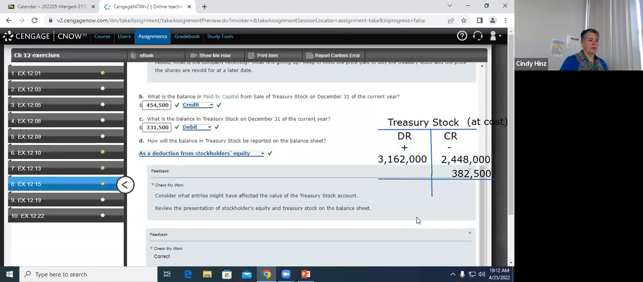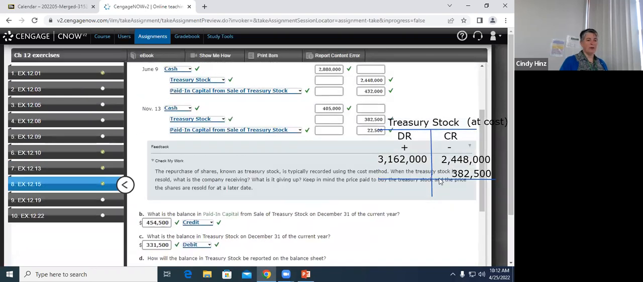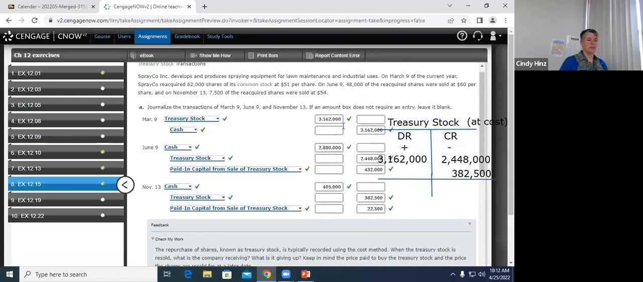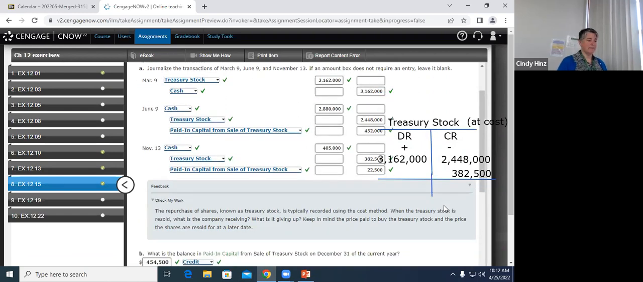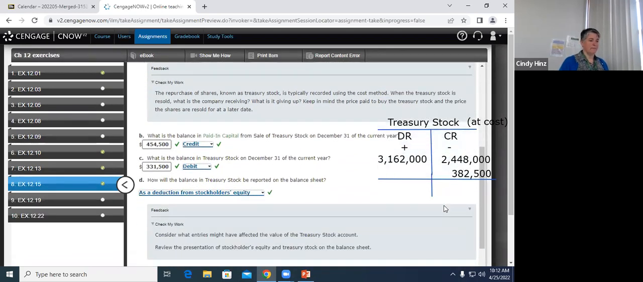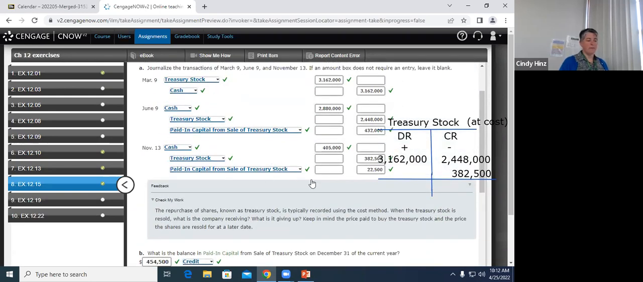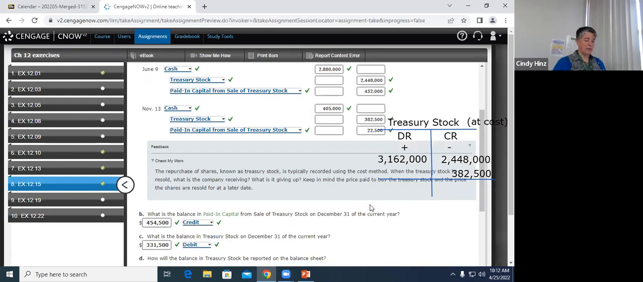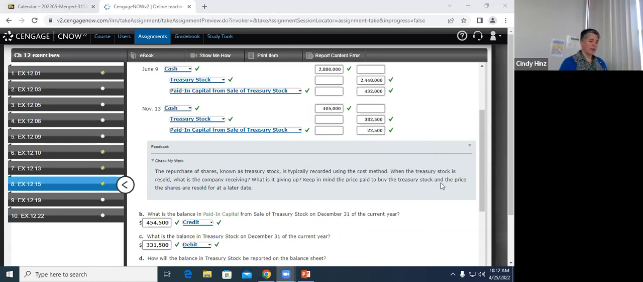Okay. So we've talked about why a company might repurchase its own stock, and we've seen how those treasury stock transactions get reported in our accounting records at cost. The paid-in capital account, in case you're wondering, is also an equity account, and it would show up in the contributed capital section of the equity section of the balance sheet. Any questions before I keep going?